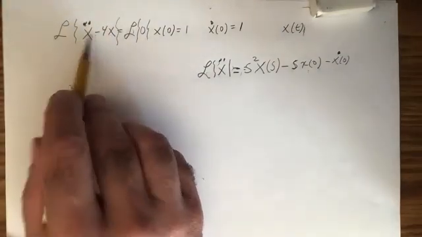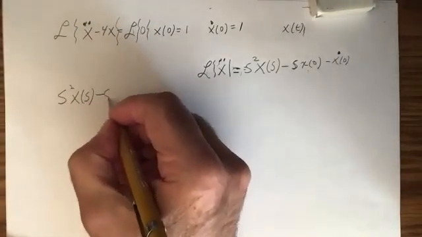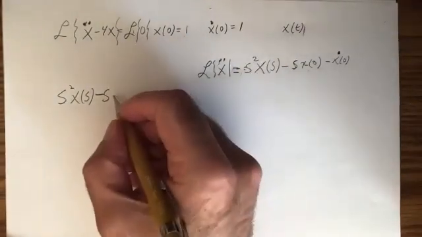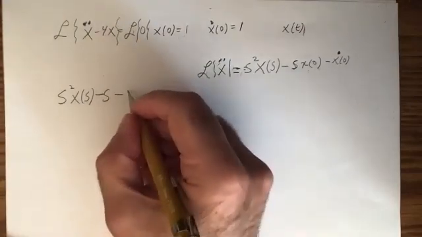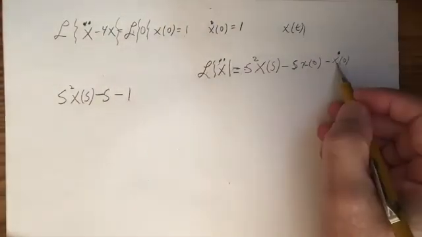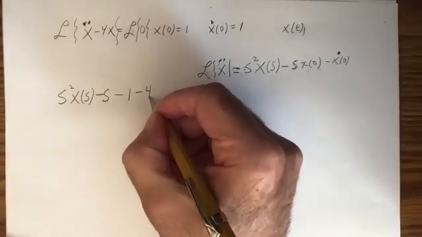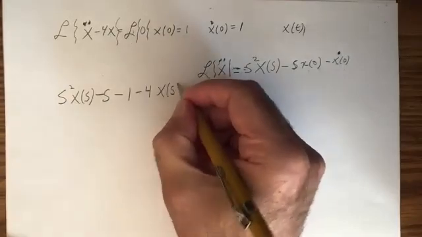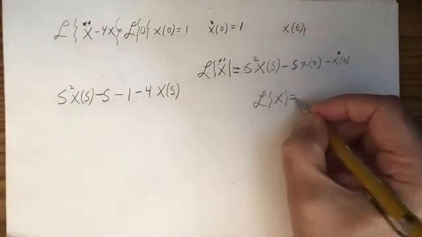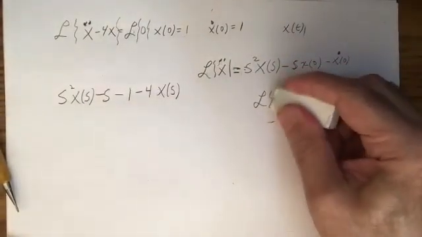So this here becomes s squared, big X, right? And then it's going to be minus s, but this is 1, we're told that this is 1. So this is just times 1, and then minus 1, right? There's no s in front of here. And then this here is just going to be minus 4, and when I take the Laplace transform of x, we just write that as big X of s. I should make this a lowercase x.